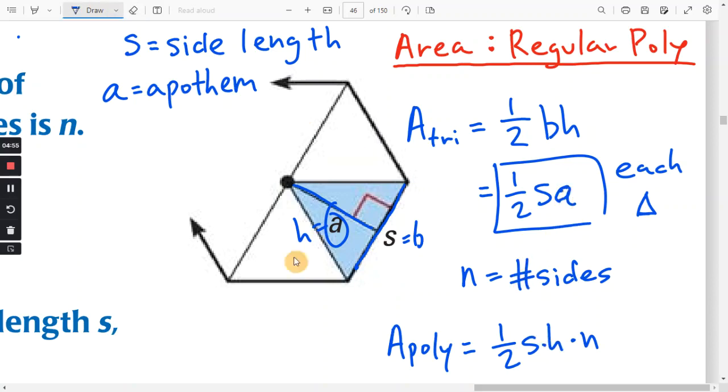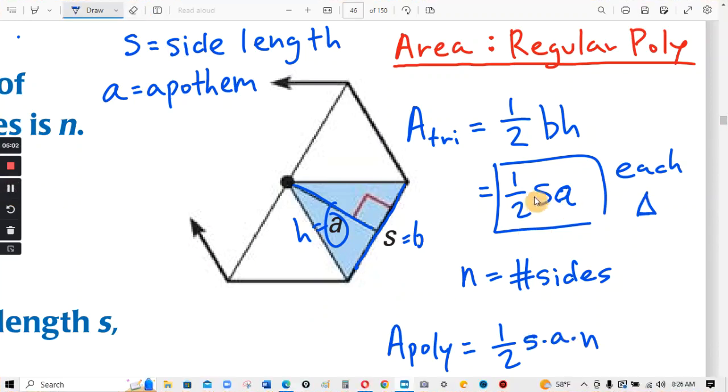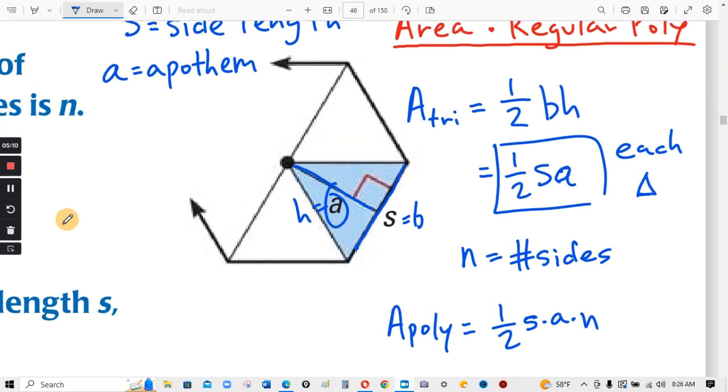And this H as well, I'm going to have to substitute in the apothem. Each triangle is 1/2 the side length times the apothem. And if you multiply that by N, that's going to be the area for the whole polygon.